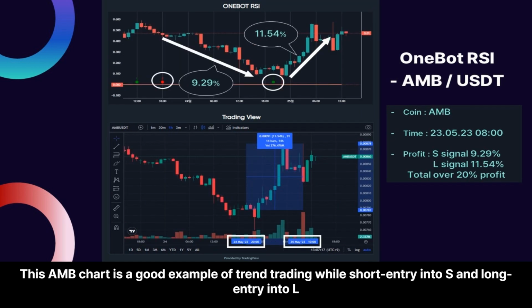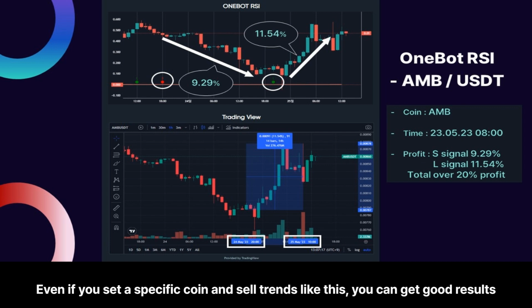This AMB chart is a good example of trend trading, with short entry on S and long entry on L. Even if you set a specific coin and trade trends like this, you can get good results.